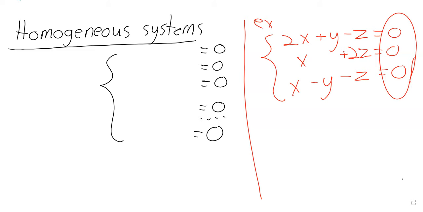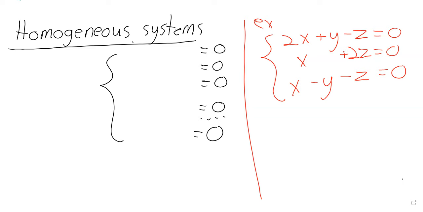And homogeneous systems are special in a few ways. We've said that a system of linear equations doesn't have to have solutions. But every homogeneous linear system does have at least one solution. They're always consistent, if we remember that piece of terminology.